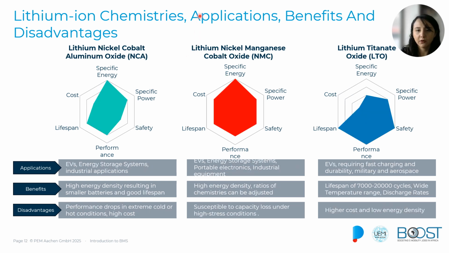Here, just to summarize, we also have the NCA and NMC, which are the cells that dominate the EV and many industrial applications, because as you can see, they offer very high energy densities, they are very versatile, and they are not very costly. They degrade faster than LFP, and they are also less safe and more temperature sensitive than LFP, but they have a very good general trade-off between all of the different aspects of the battery cells.